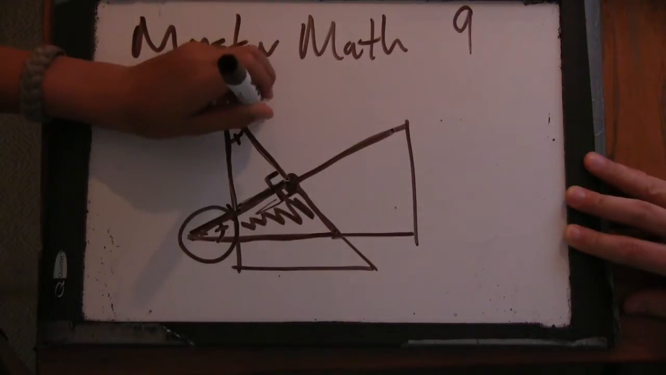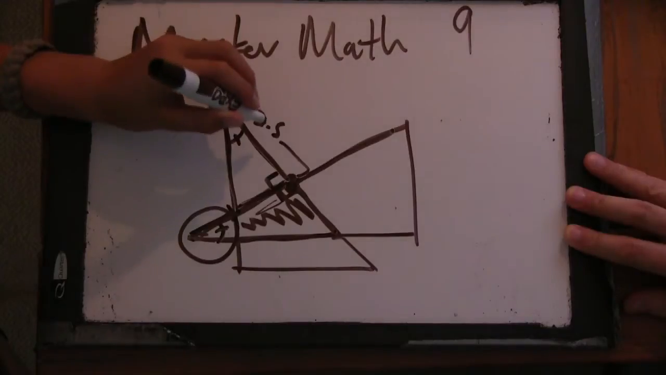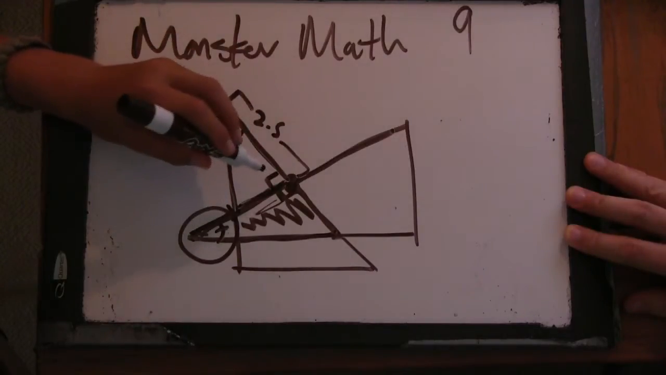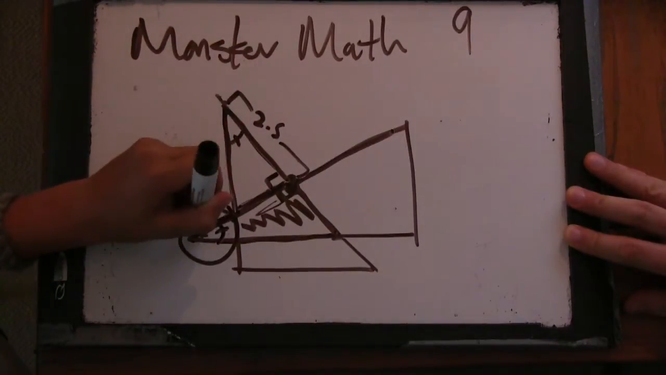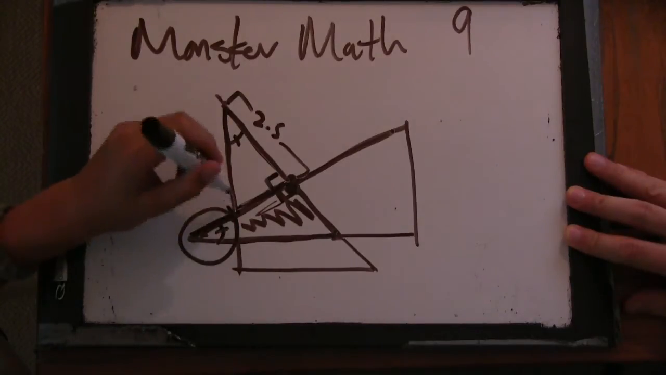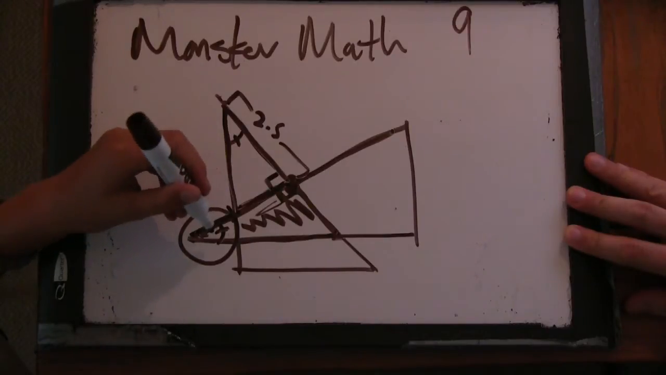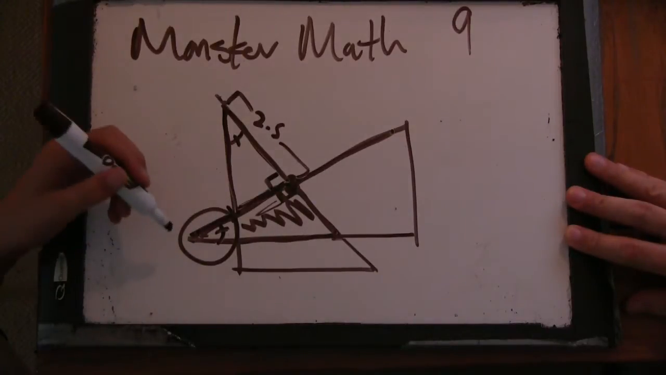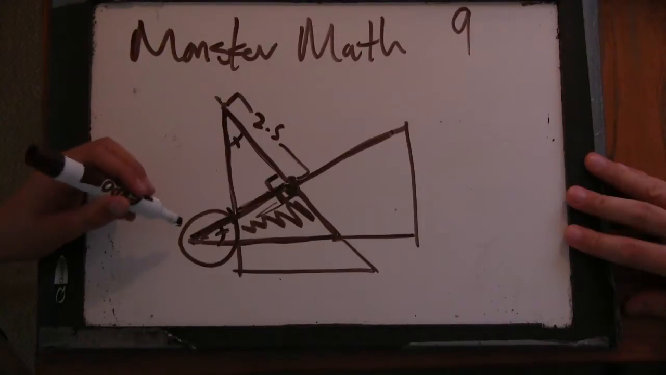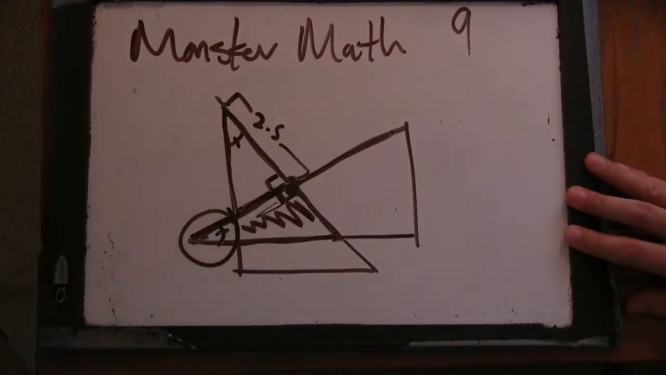Once again, this is 2.5 to here. That allowed us to figure out what this side is, the hypotenuse of our small triangle, which is also a 3, 4, 5 right triangle. It's the small 3, 4, 5 right triangle. Then we could find the area from there. And then we subtracted that away from the area of this, which left us with what we were looking for.